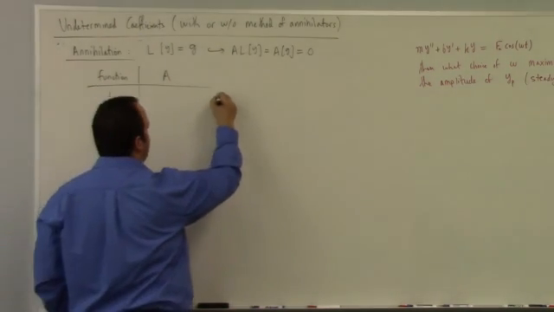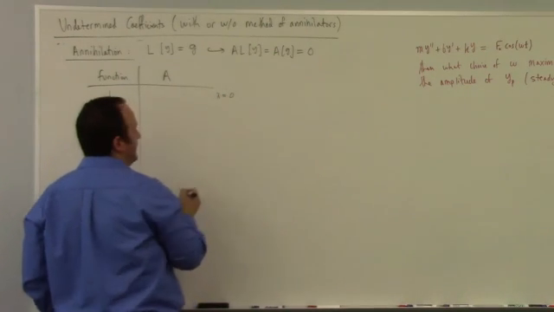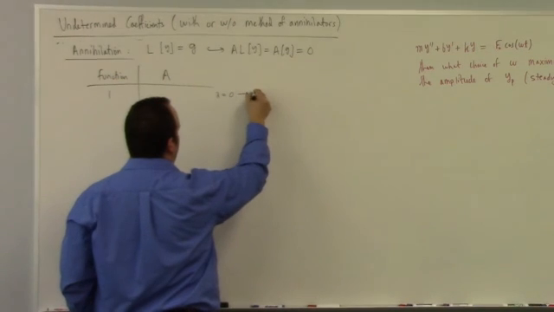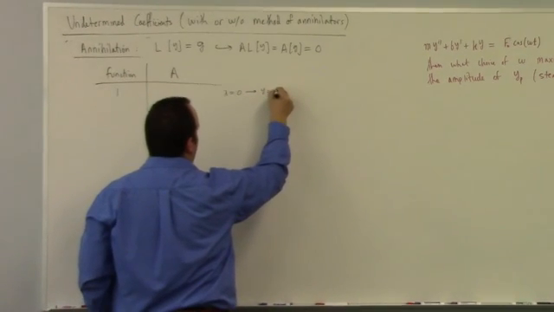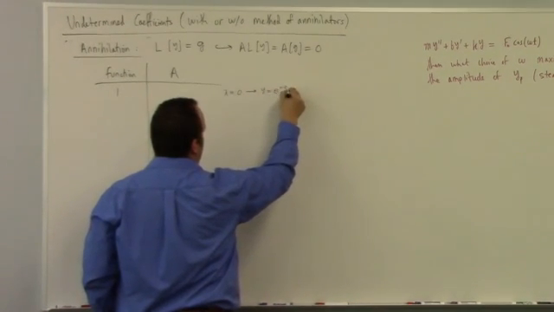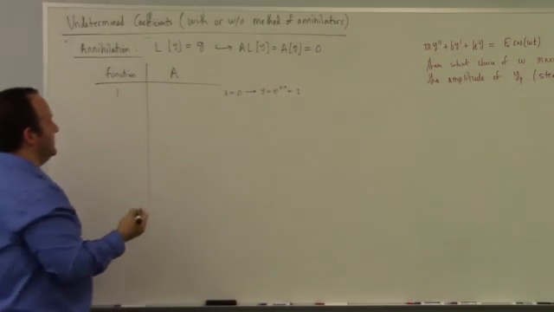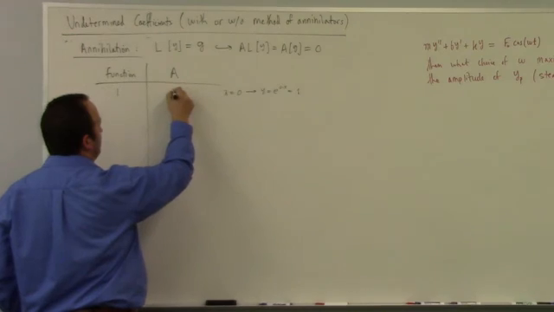Here's how I look at that. Lambda equals 0 gives me 1 as a solution. You're like, you have a really weird way of looking at 1. I know, I do, but that's why I put D here.